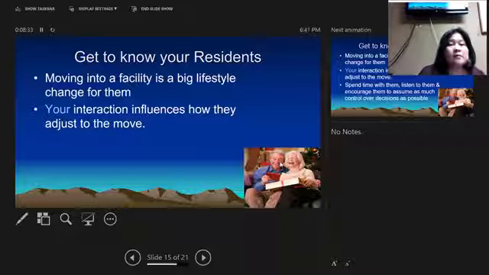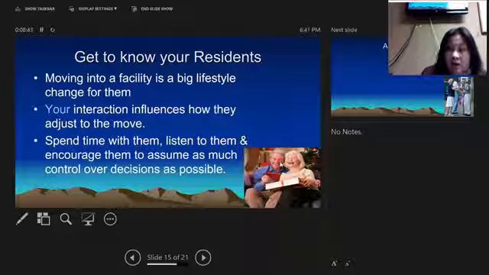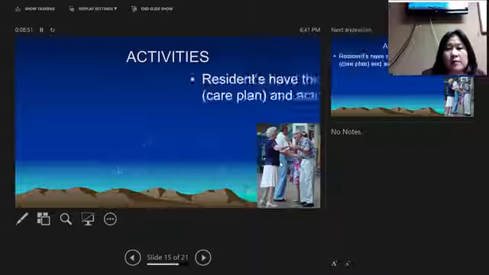Get to know your residents. Moving into the facility may have been a big life change for them. Your interactions influence how they adapt. Spend more time with the new admissions, making sure you're listening to them, encouraging them, letting them have as much control over their own decisions as possible.